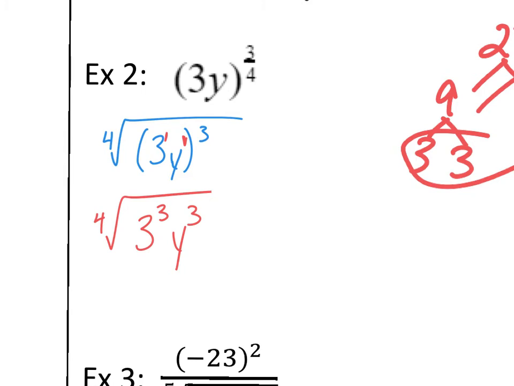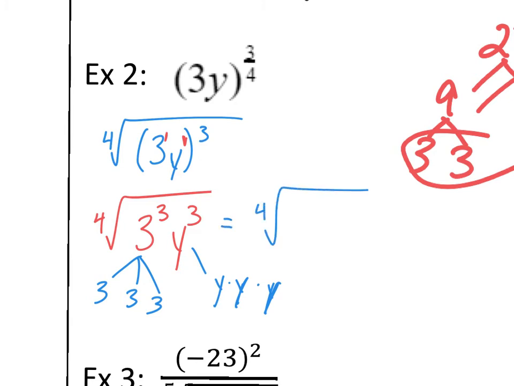Okay. Now we can try to simplify this. 3 times 3 times 3, y times y times y. I'm looking for groups of 4. Do I have any? No, I do not. Okay, so this one cannot be simplified. The only thing I can do, though, is should I leave that as 3 to the 3rd? 27. Yep. I'm going to make that into a 27. But that's the only thing I can do on that one. So that'll just be my answer.